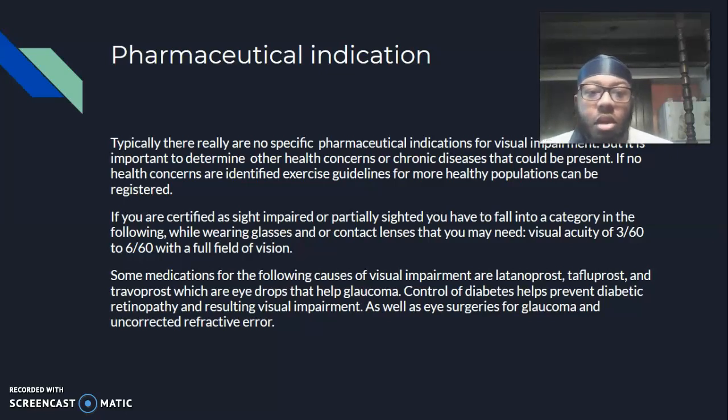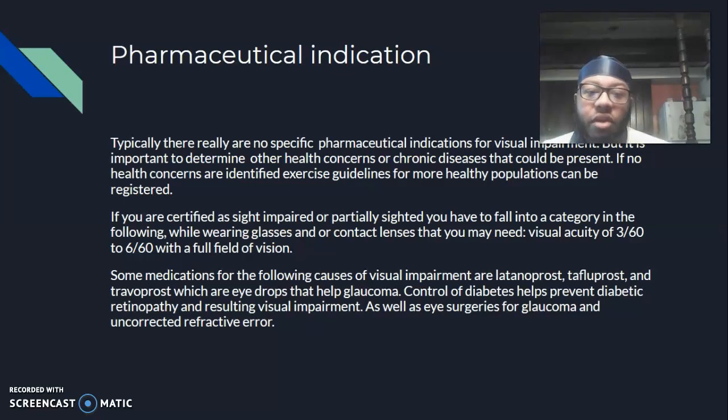If a person is certified as sight impaired or partially sighted, they have to fall into a category in the following while wearing glasses or contact lenses. Those are visual acuity of 3/60, which is blindness, or 6/60, which is full field of vision, which is moderate or severe uncorrected refractive error.